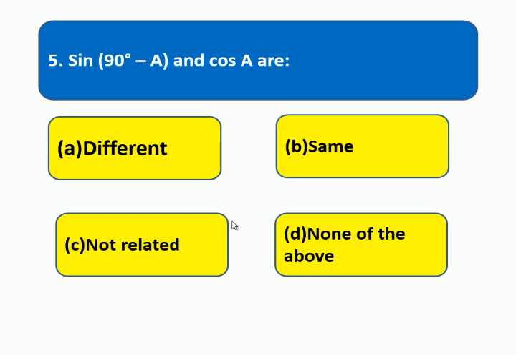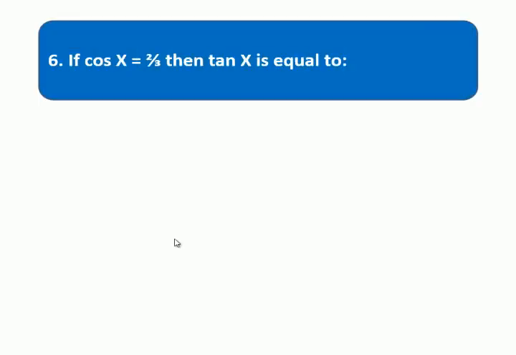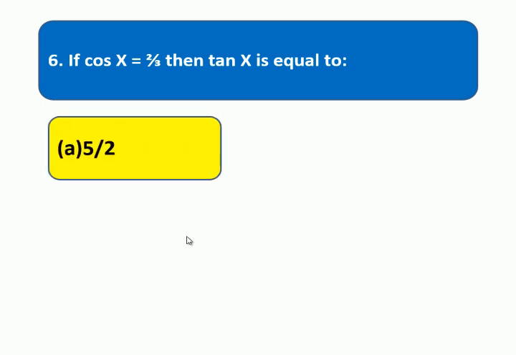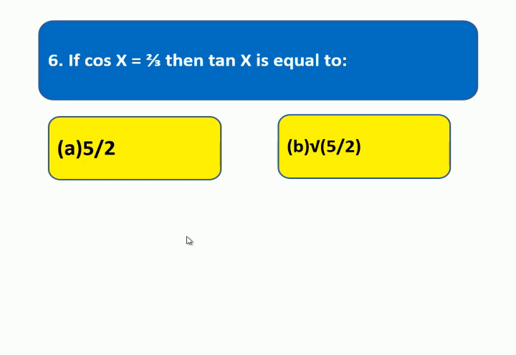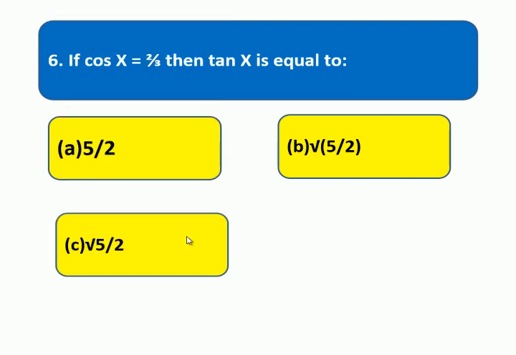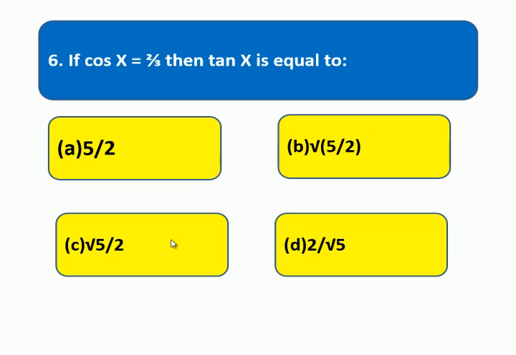Now move on to question number 6. Here is question 6. If cos x is equal to 2 by 3, then tan x is equal to. You have to find the value of tan x if cos x is equal to 2 by 3. The options are 5 by 2, root 5 by 2, root 5 by 2 once again, and 2 by root 5. So you have to find the correct option, A, B, C or D, which one is correct.